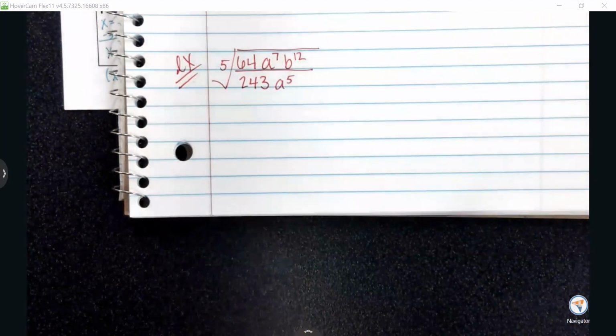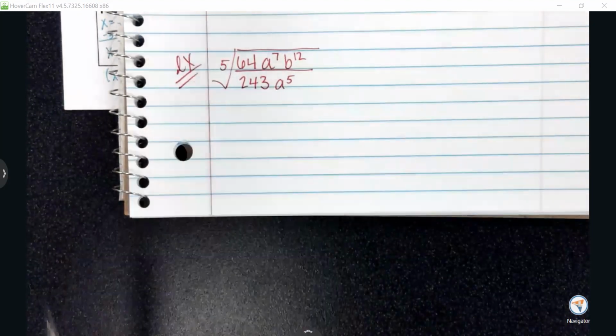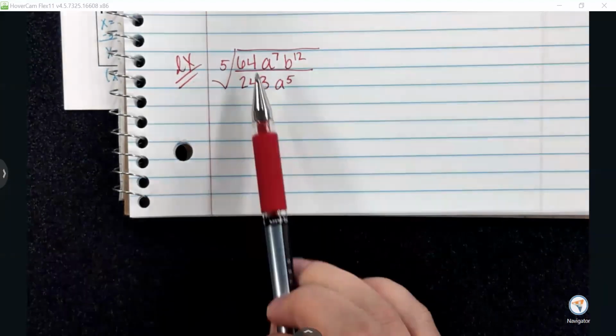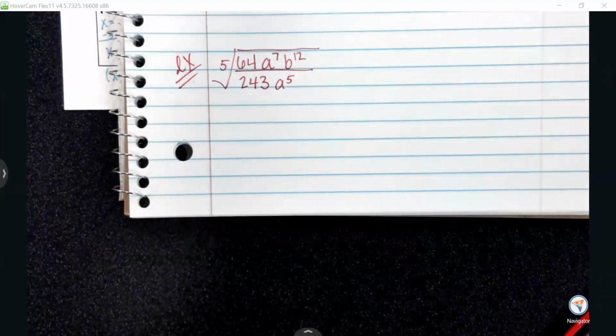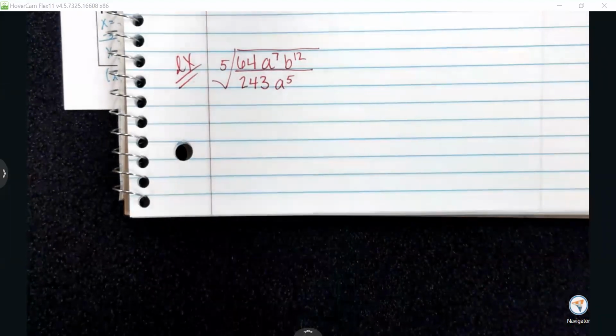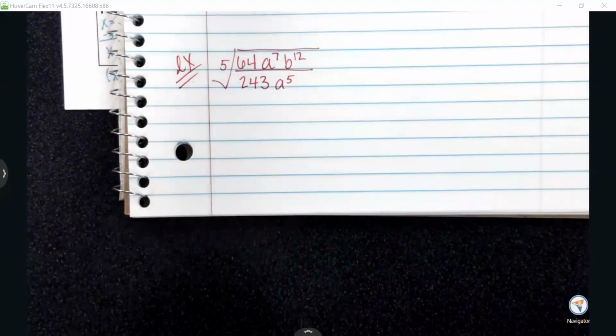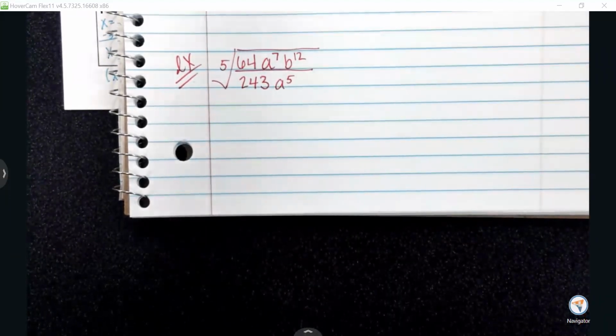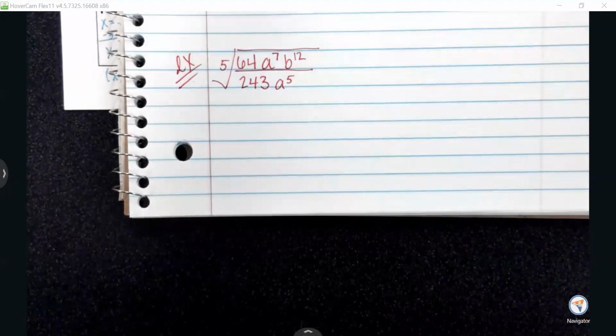Okay, so the first thing, if you don't have a calculator and you want one, I suggest you come get one real quick. 64 and 243, the first question you have to ask is, are those perfect 5th roots? You've got to figure that part out first. So if you want a yellow calculator, come get one real quick.